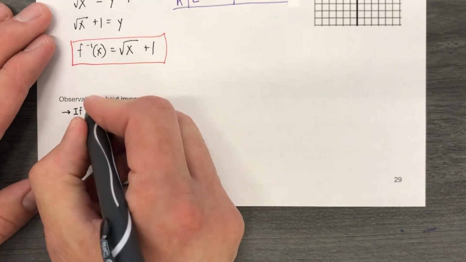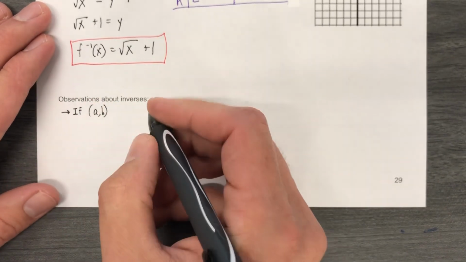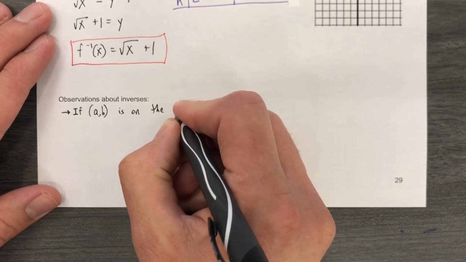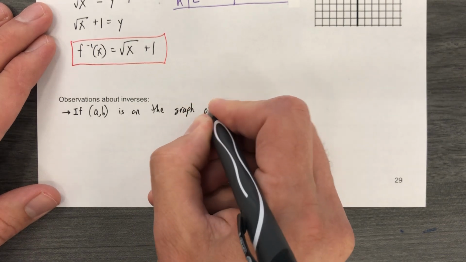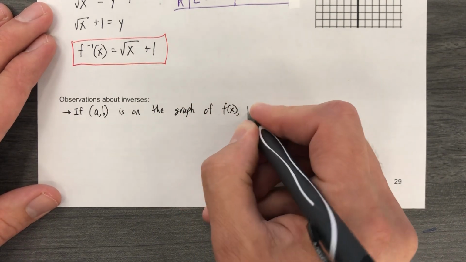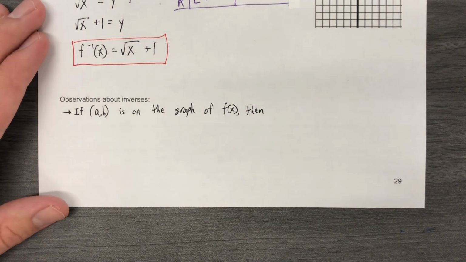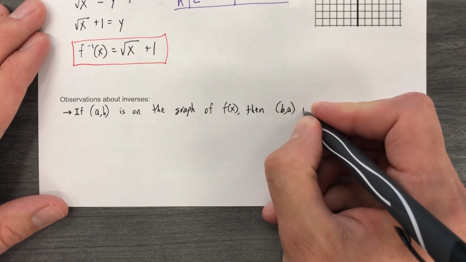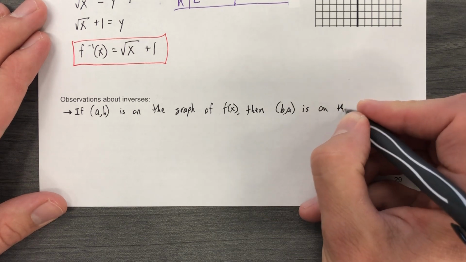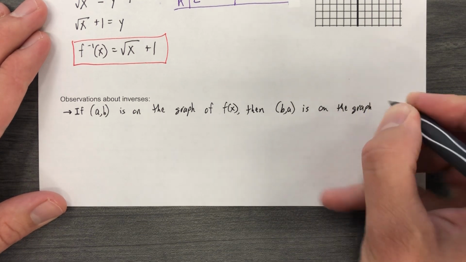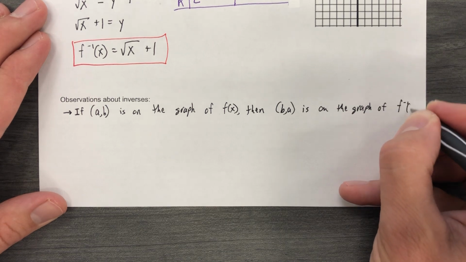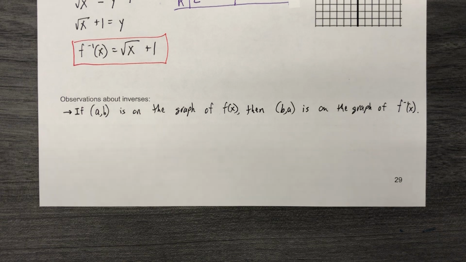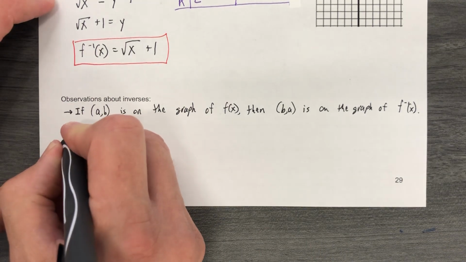So if (a, b) is on the graph of some function, then you could probably finish this sentence for me. You know what's about to happen. We'll turn x and y around. Then (b, a) is on the graph of its inverse, and we'll just use the appropriate notation there. Okay, we have also discussed this, so let's just jump in with the second one.